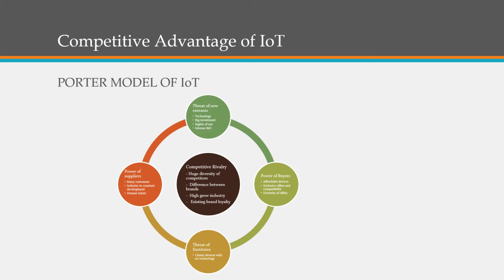Porter model of Internet of Things. The Porter model explains an industry in 5 parts: threat of new entrants, power of suppliers, threat of substitutes, power of buyers, and competitive rivalry. The threat of new entrants refers to the cost to enter to the business or the industry. In this case, this industry has natural barriers as technology, investment, right of use, and intensive investigation and development.